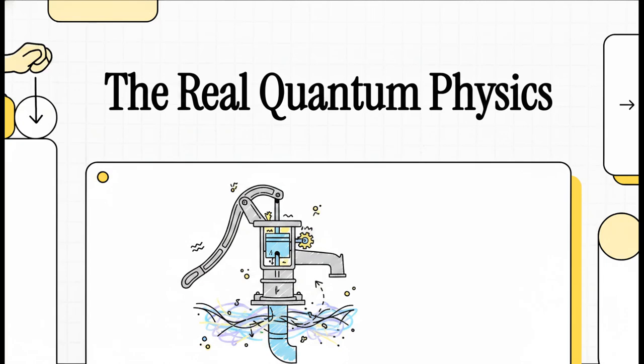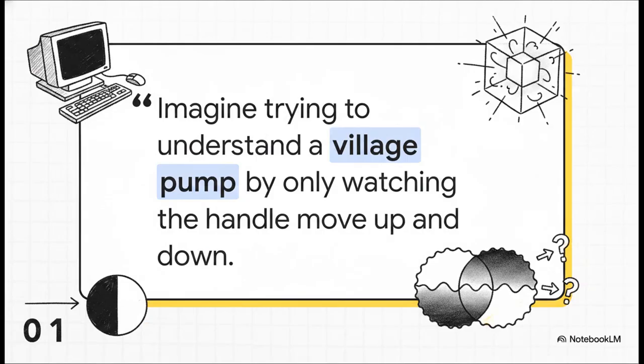Imagine trying to understand a village water pump by only watching the handle move up and down. At first glance, it looks so simple, right? One action, one result. But the real story, the actual mechanics of drawing that water, is completely hidden inside. In this explainer, we're going to strip away the magic, drop the confusing buzzwords, and reveal the fascinating, hidden mechanism of quantum computing. Think about the devices we use every single day.